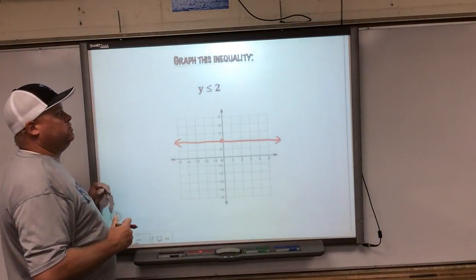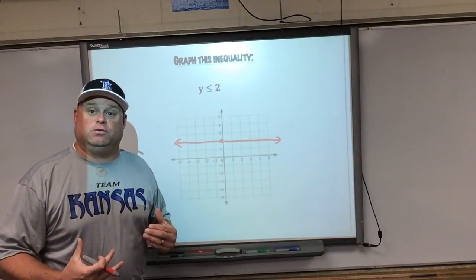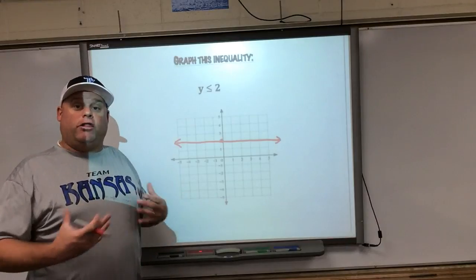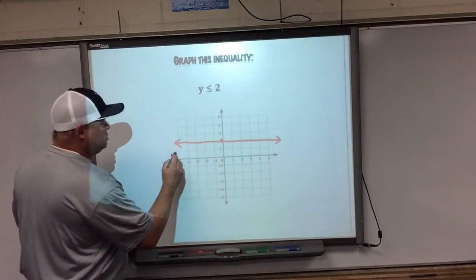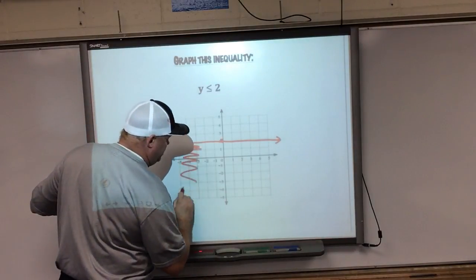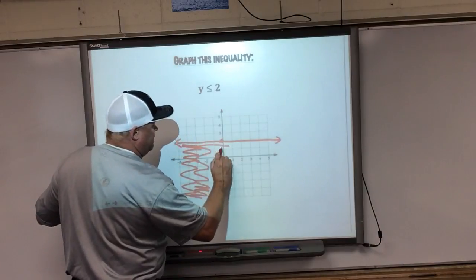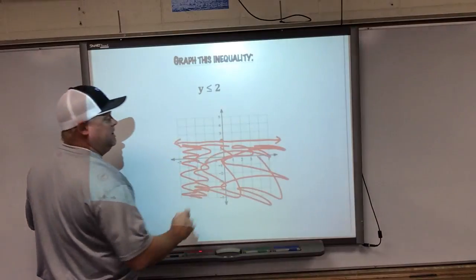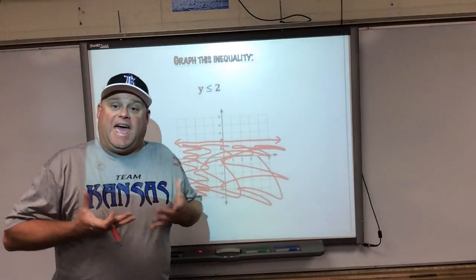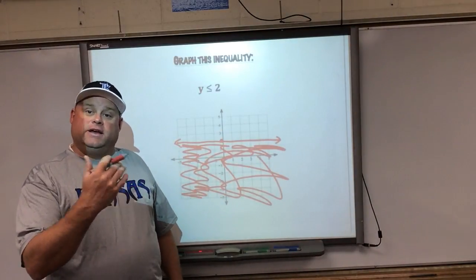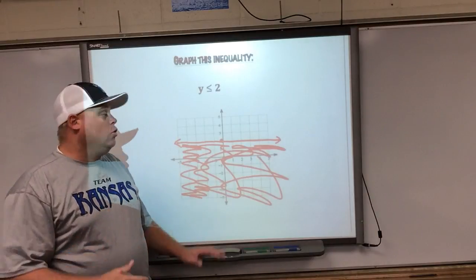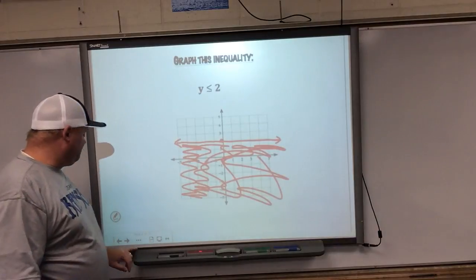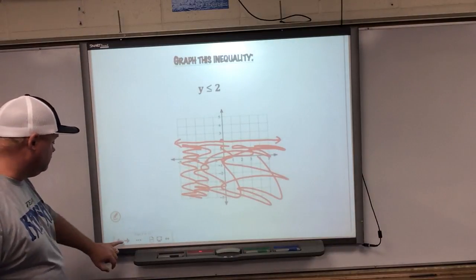And the next thing I know is I want to be less than 2. Well, I know that 1 and 0 and -1, all those are less than 2. So I'm going to shade this direction. I would shade all of this, and it goes forever and ever. That basically tells you that everything below, y is less than or equal to 2, would make this inequality true. Okay? Moving on.